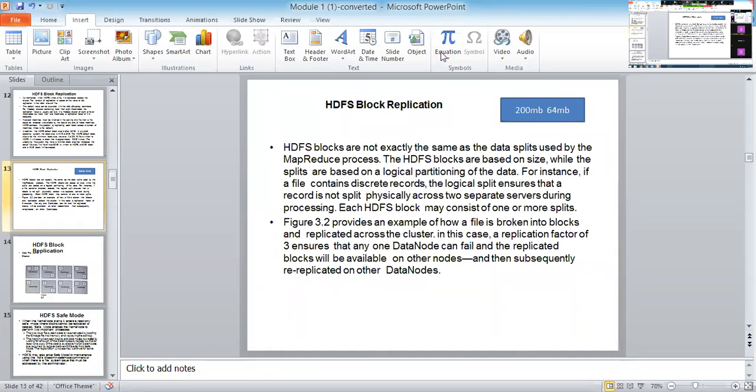Okay, we'll conclude with the next HDFS block replication. Guys, only one topic left. I'm going to conclude it. So HDFS blocks are based on sizes, not on any kind of splits or logical partitioning of the data. So this is very very important.